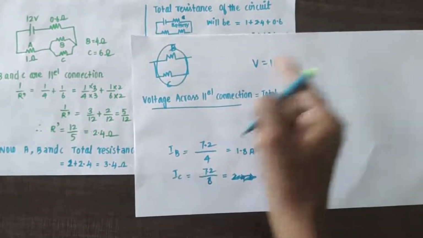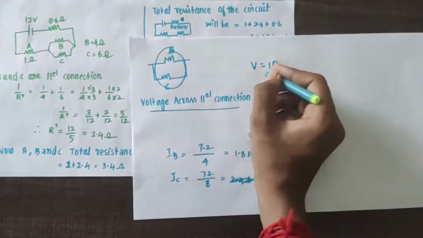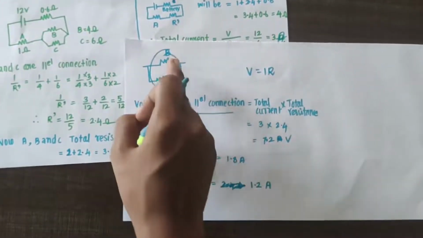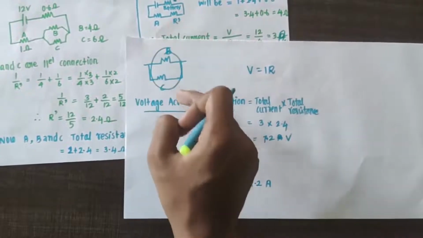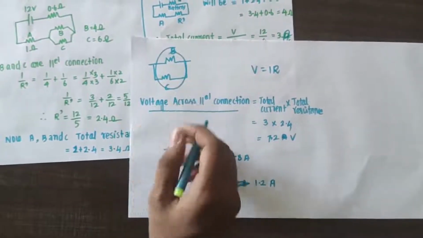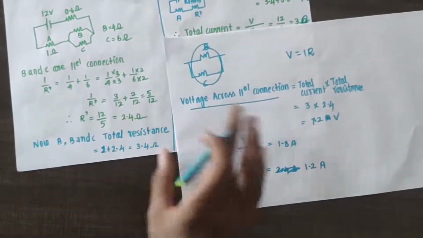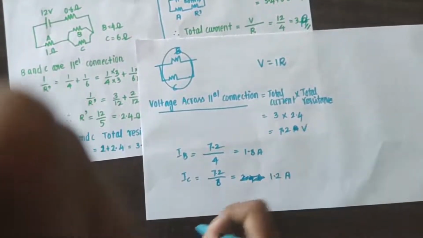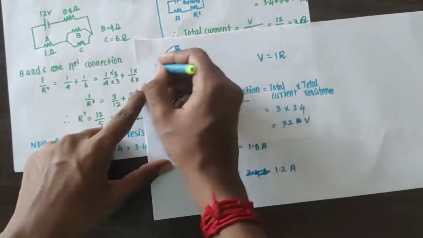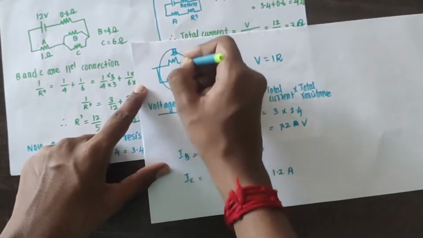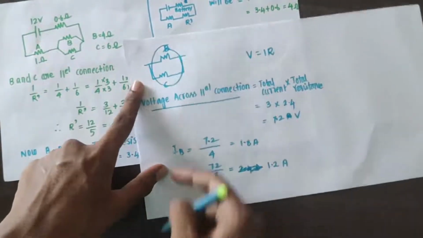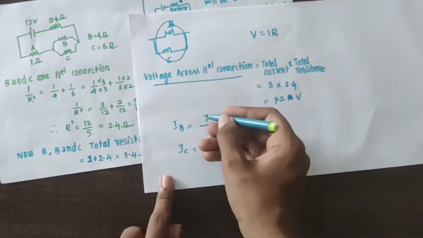For the I value, just now you found the total current, which is 3 ampere. So 3 ampere into the total resistance of B and C together, which is 2.4 ohm. So 3 into 2.4 will be 7.2 volt. This is the voltage across these two resistors. Voltage in a parallel connection will be the same, so for B and for C it will be 7.2 only.